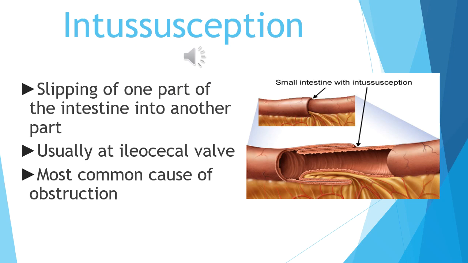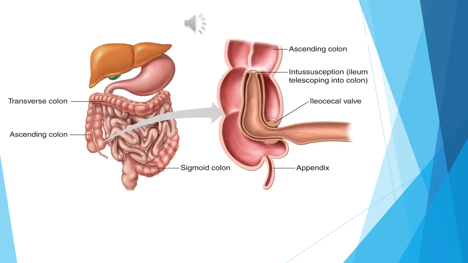Intussusception occurs when one part of the intestine slips into another part. Usually it occurs at the ileocecal valve and involves the small intestine going into the large intestine. It is very painful for the child, and it's the most common cause of a bowel obstruction in this age group. Due to its location, it can manifest much like appendicitis. However, the child's symptoms will help aid in the diagnosis.